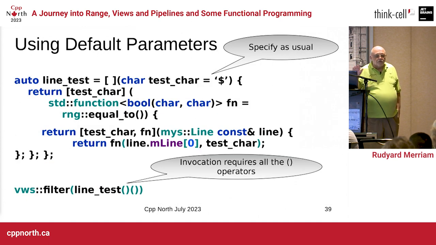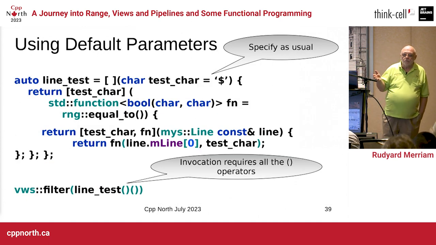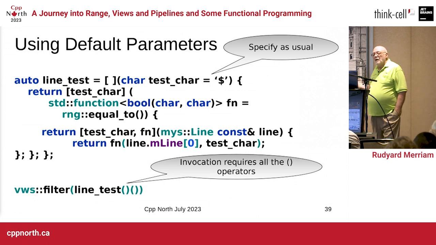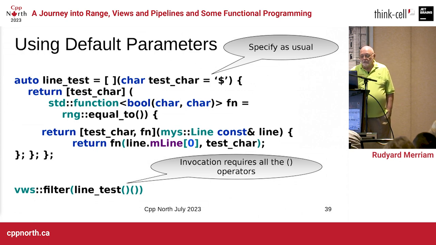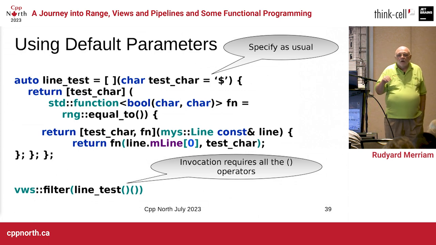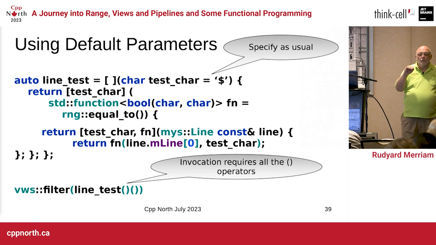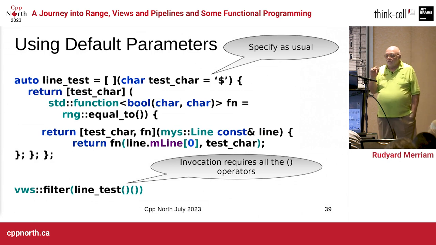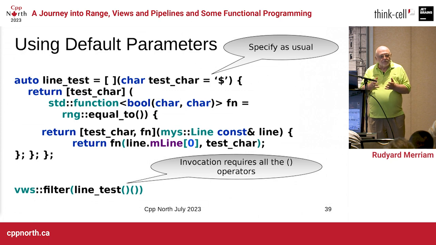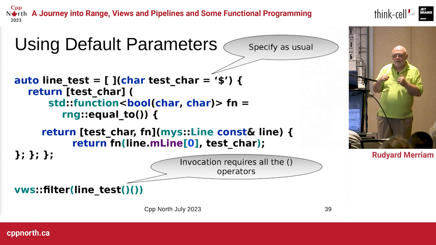I didn't confuse everything on the last slide with default parameters, but you may want to pass those in. So we can do it as we would normally: equal, dollar sign for the test character, and equal_to is our function. It's the same thing. Note the bottom line there. If you're using all the default parameters, you still have to put the parentheses in there. You've got to invoke the call operator.